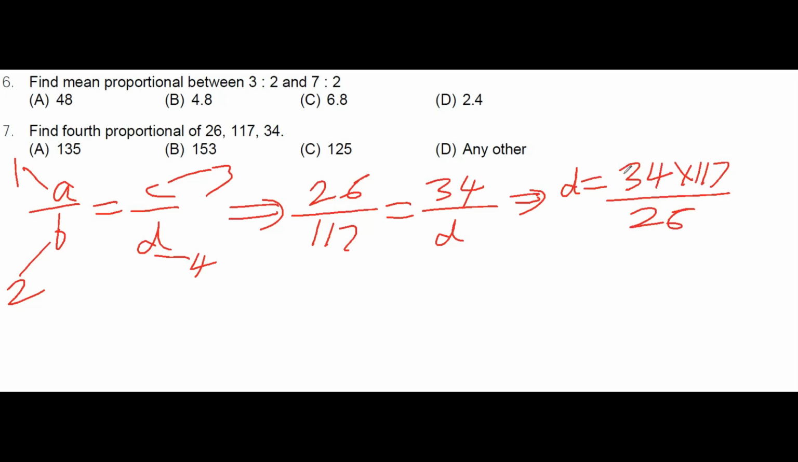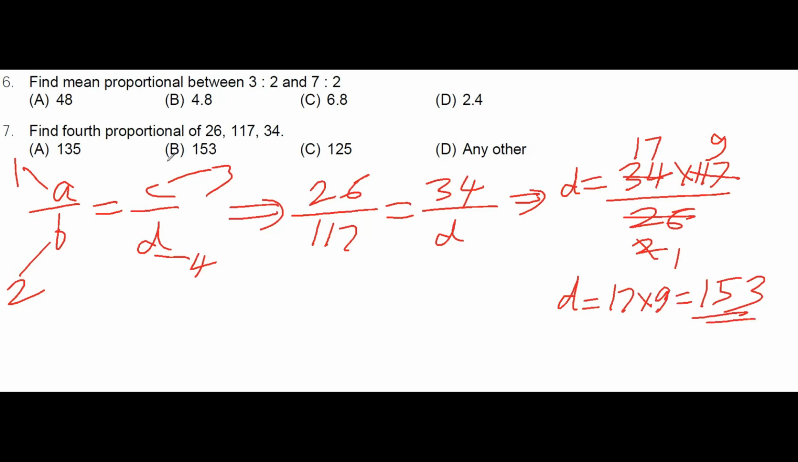So here it will be 13 2s are 26, 39 3s are 117. Okay, and then 2 1s are 2, 17. So 17 into 9. So what is 17 into 9? It is 153. So 153. B is the answer. Got it?